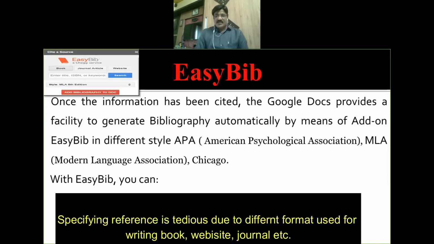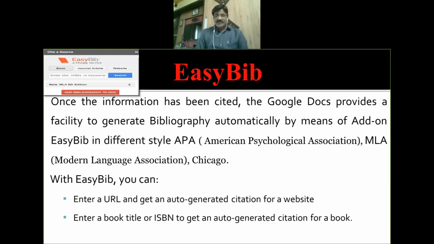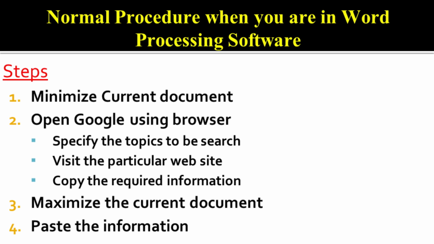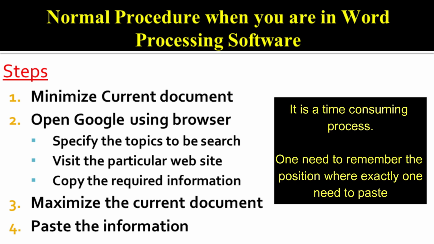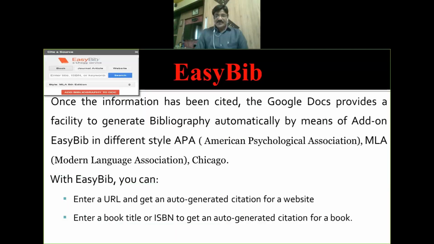Then EasyBib. One of the tedious tasks while writing a research paper or a thesis is generating the bibliography at the end. With EasyBib, it is very easy to generate this bibliography. Once the information has been cited, Google Doc provides a facility to generate the bibliography automatically by means of an add-on called EasyBib, in different styles.